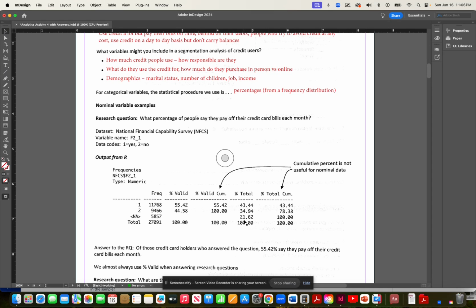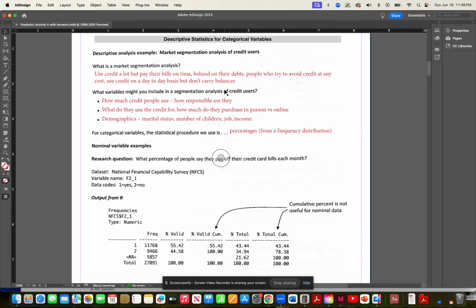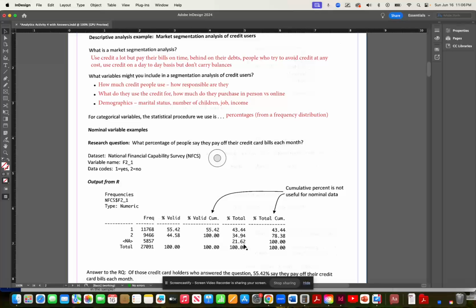But once you dig into it, you'll find that it's okay that this number is so high because of the way the question was presented to people. They had to answer it regardless of whether they carry credit cards or not. And so a lot of people who choose not to use credit, because that's a possibility, right? If we look at our examples of market segments, there are those who will not use credit cards. So it makes sense that some people will not answer that question because it doesn't apply to them. So that's the kind of stuff that's important to know about our data.